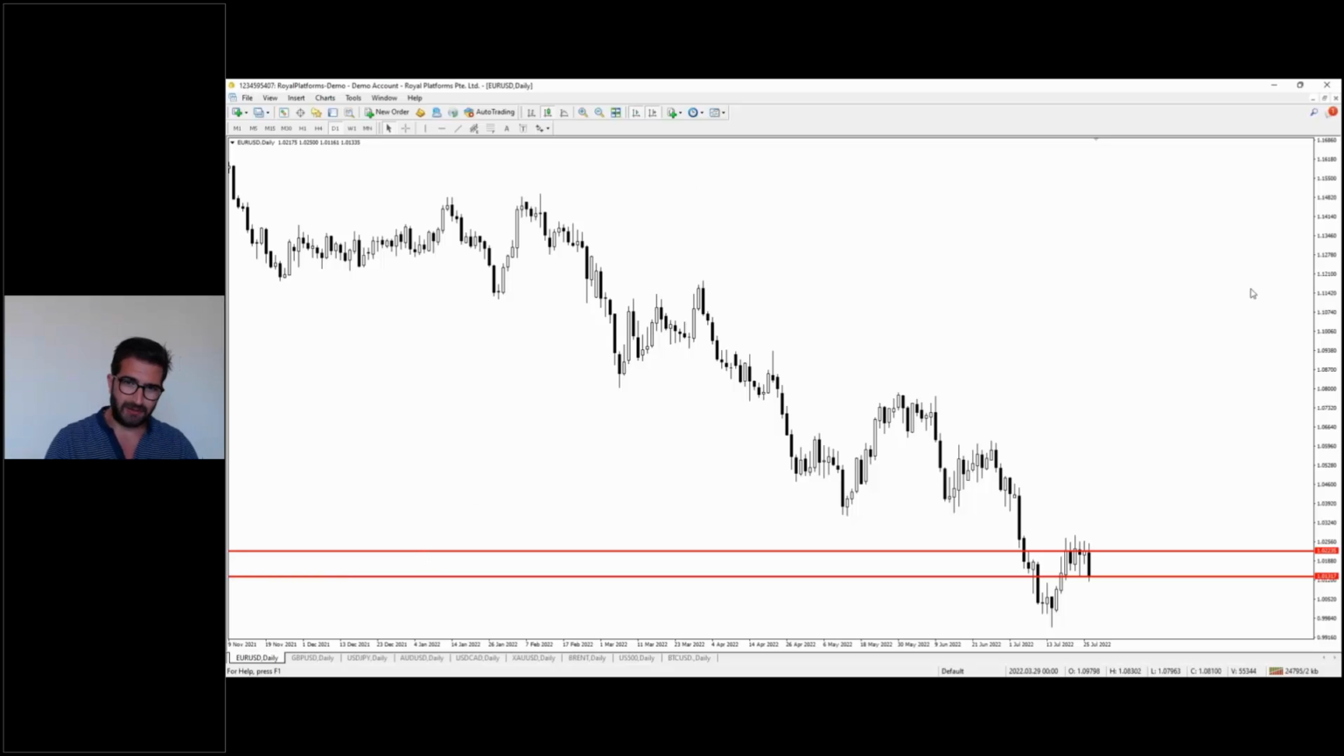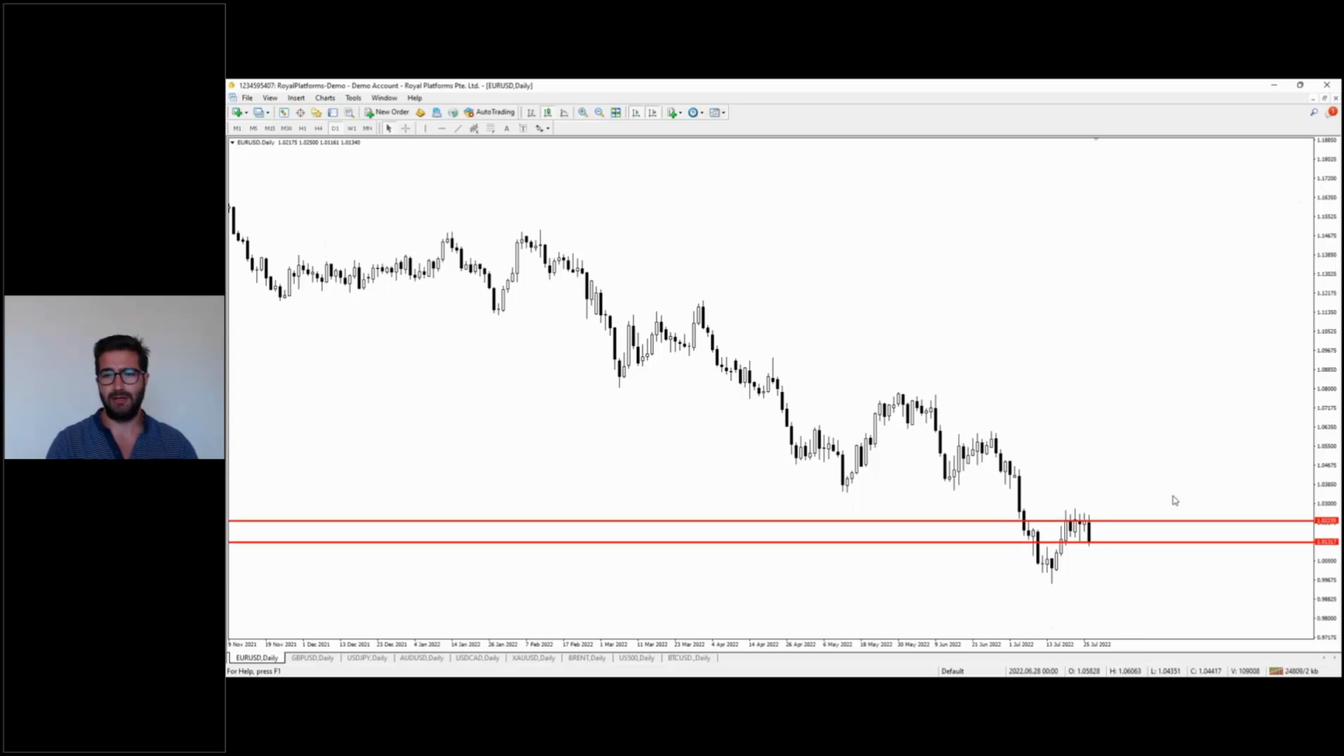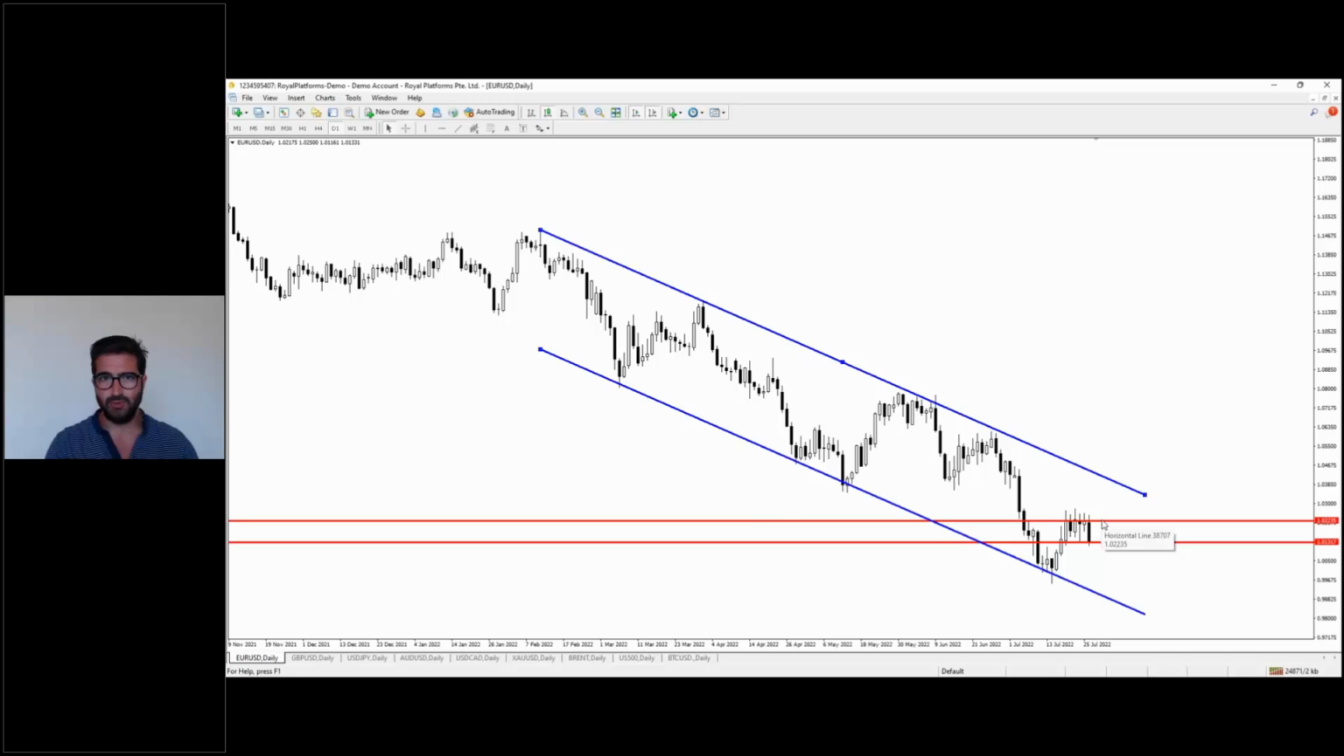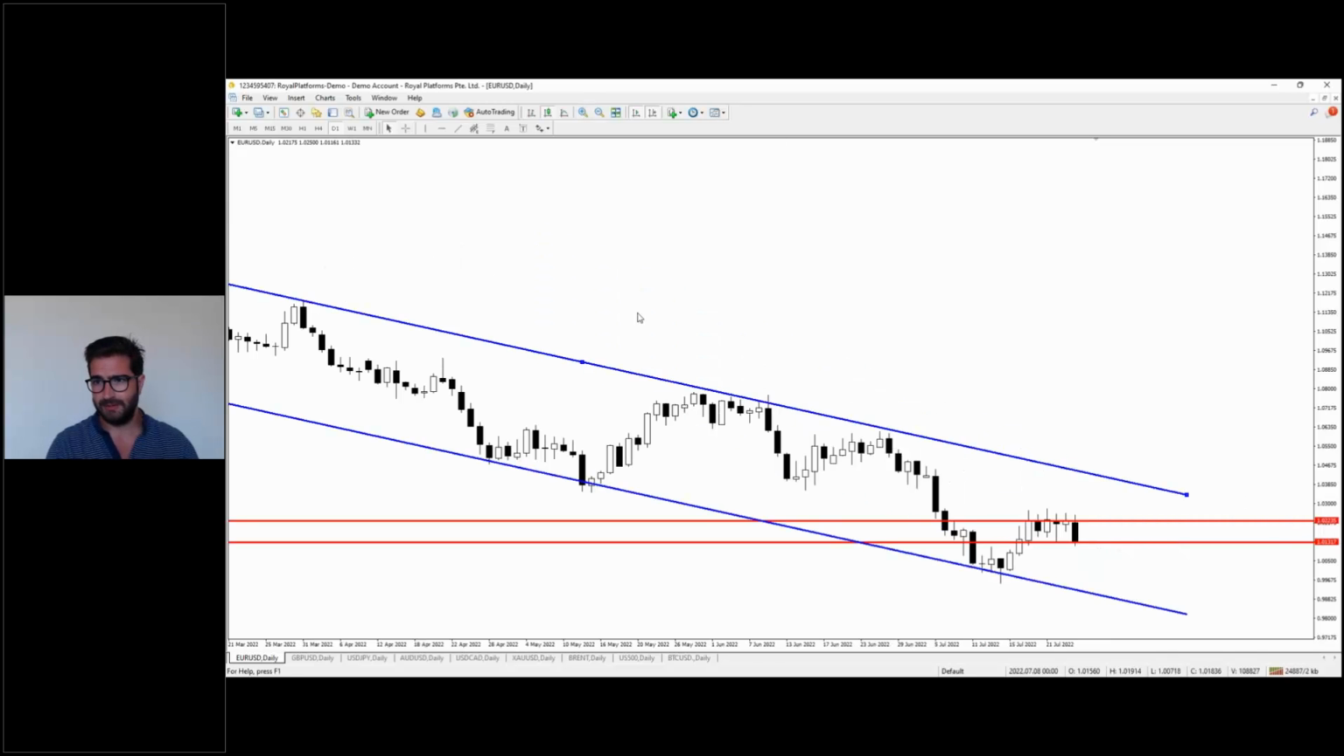So here we have the EURUSD. EURUSD still in a clear downward movement, as you can see on the daily time frame. So on the daily time frame, we see the bigger picture. We have a move to the downside inside this beautiful channel where it is respected. The market found sellers around the 1.02. Let me zoom a little bit here.